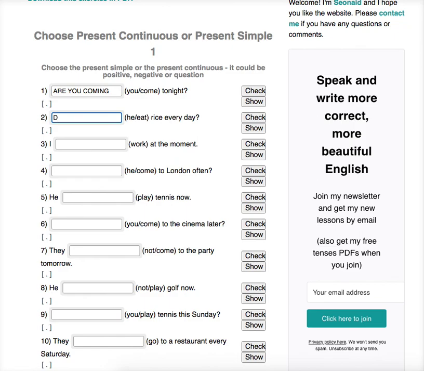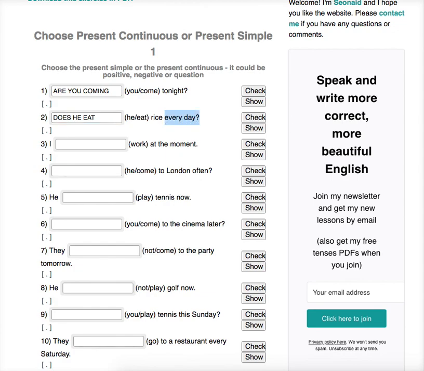Okay. He does eat every day. Rice every day. Does he eat rice every day? So don't forget, guys, in present simple you have auxiliary verbs, do and does. In this question, your subject is he. That's the reason why your auxiliary is does. Does he eat rice every day? Va en simple porque es todos los días.